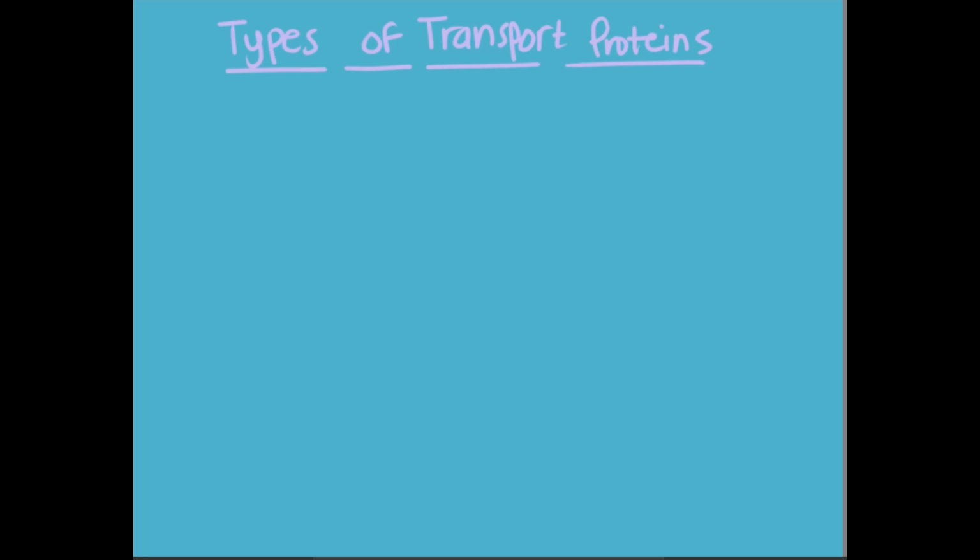Hello! Today we're going to be talking about the different types of transport proteins that can be found in the cell membrane. The first one that we're going to talk about is probably the most simple, in terms of passive diffusion. This is called our channel protein.